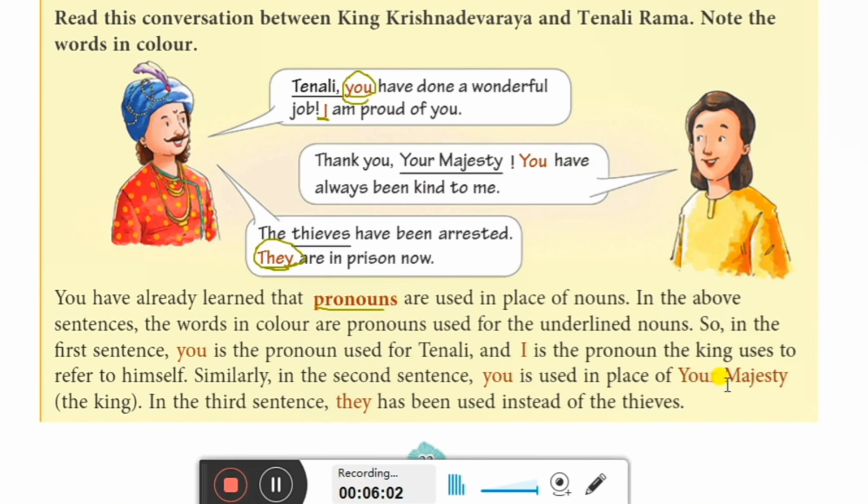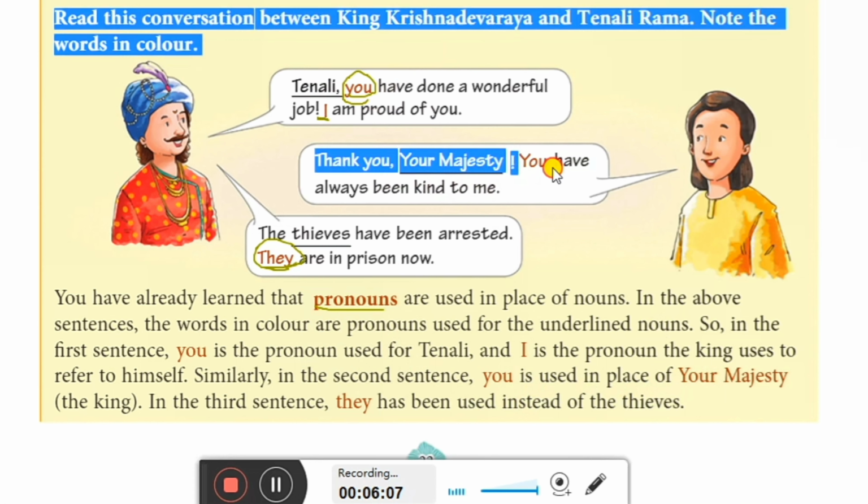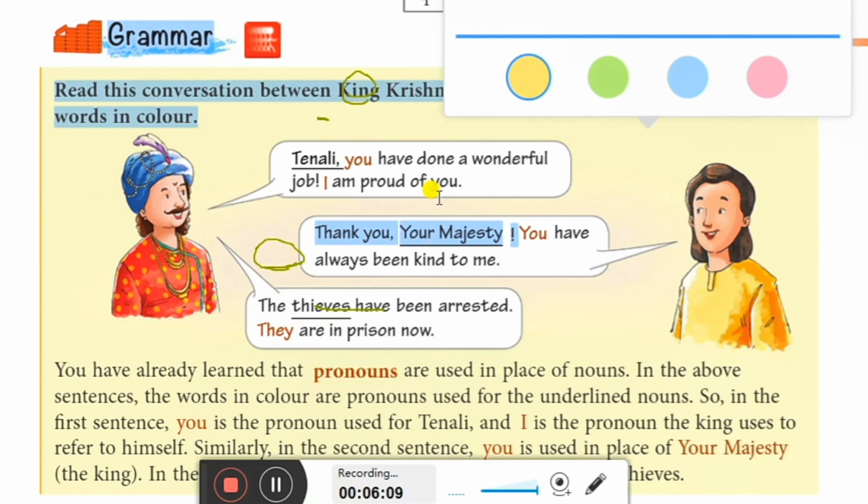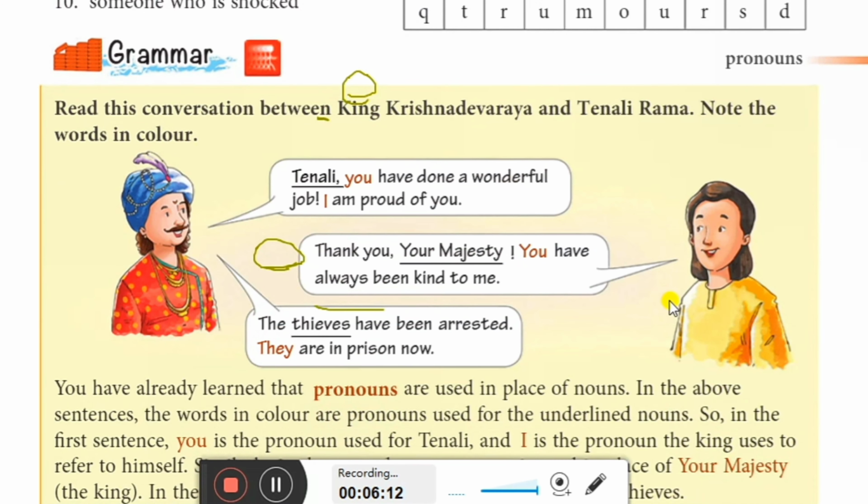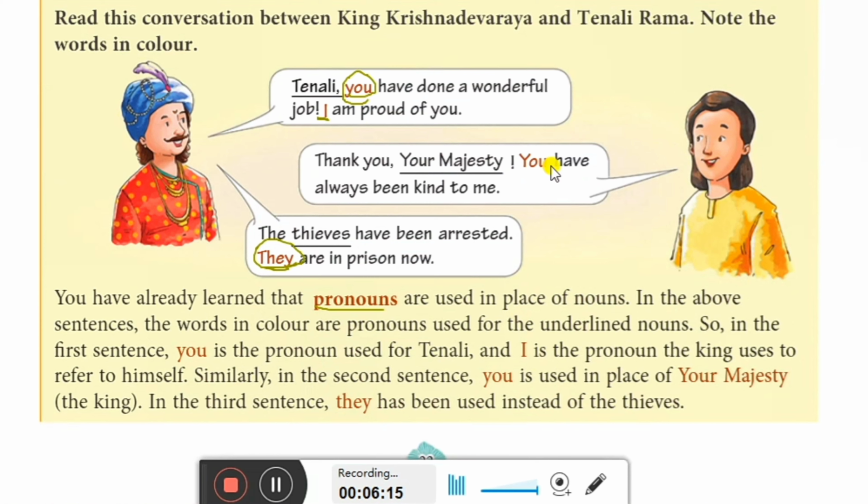You is used in the place of your majesty. "Thank you, your majesty. You have always been kind to me." So who is you here? You is the king. Tenali is talking to the king and he's saying you. He's using you for the king. He could have said, "Thank you, Majesty Krishna Deva Arya, you have always been kind to me." But no, he did not say that. He used you at that place. And they has been used in the place of thieves. "The thieves have been arrested. They are in prison now." Okay.